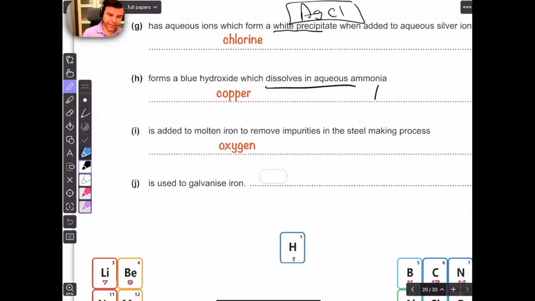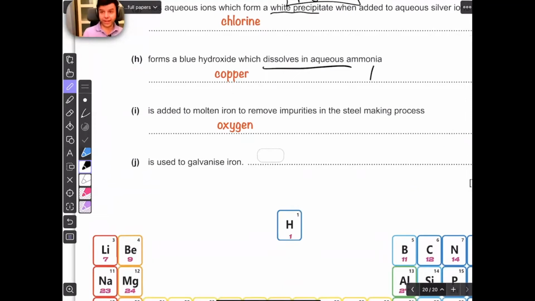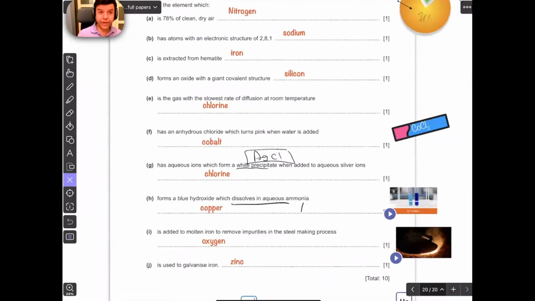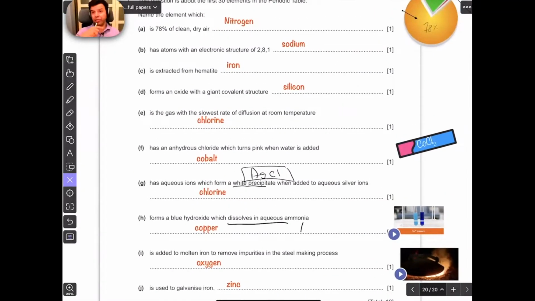Okay. Used to galvanize iron. What's that element we use to galvanize the iron? What do we choose, Yusuf? Zinc. Must be zinc. Very good. Awesome. So do you guys have any questions? Do you still have doubt about that first page?